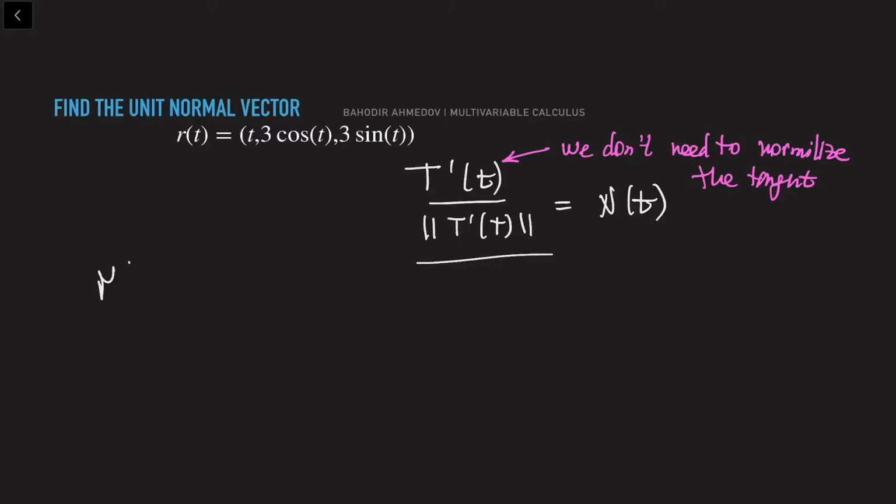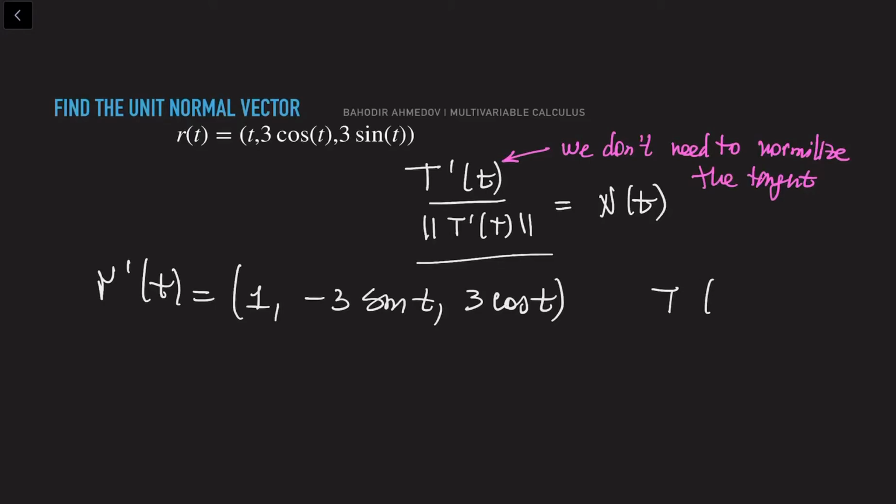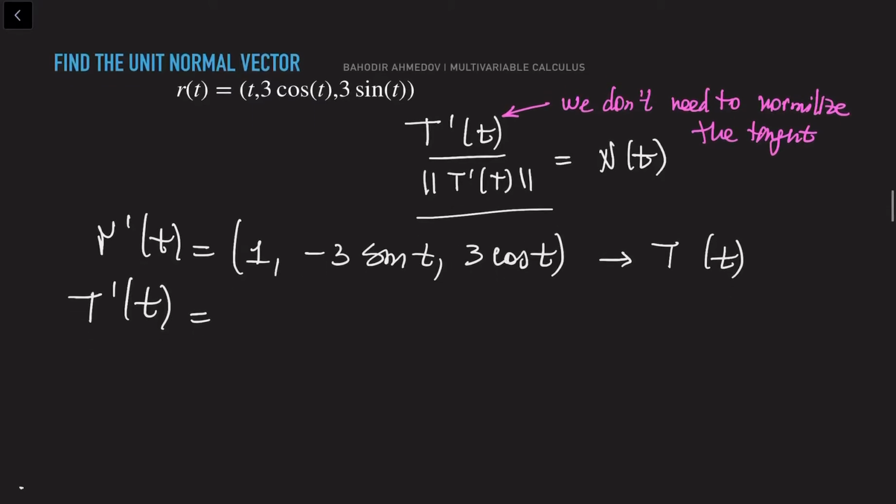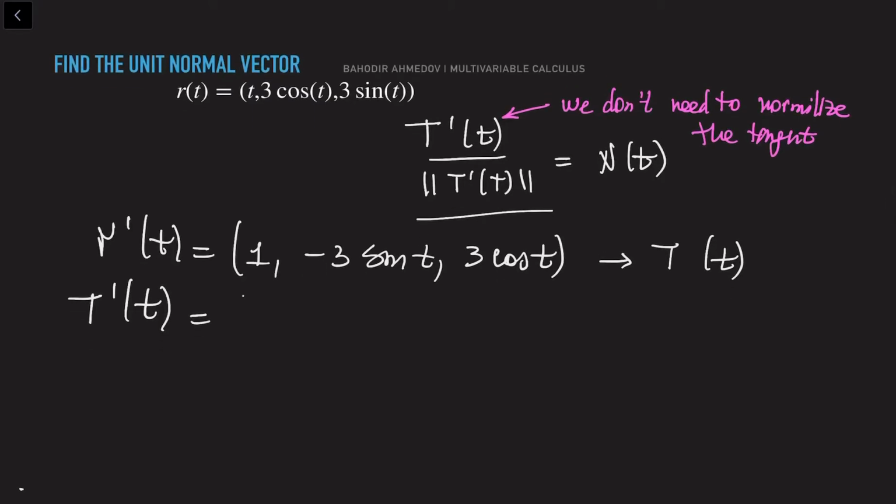It's going to be the derivative of this function, which is going to be 1, minus 3 sine of t, 3 cosine of t. So I'm just going to take this as T of t. So I'm going to find T prime of t, which is the derivative of the tangent vector, which is going to be 0, minus 3 cosine of t, minus 3 sine of t. So now we need to basically normalize this.